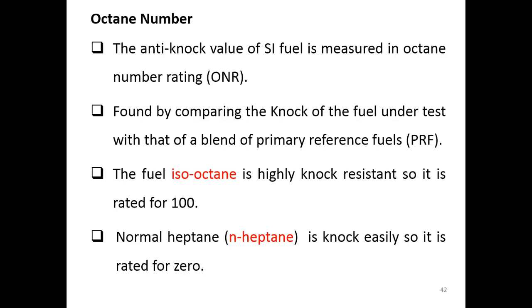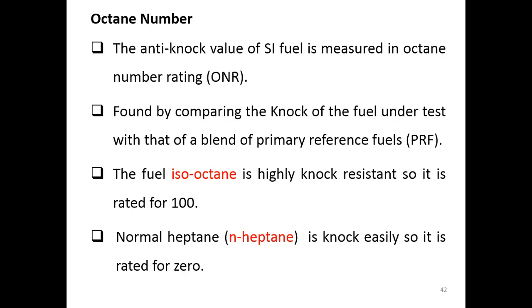Another primary reference fuel we call normal heptane, or N-heptane. Normal heptane can knock easily. Our engine can knock easily if we fill up our SI engine with this fuel. So it is rated as 0 octane number. So we have 100 and we have 0.